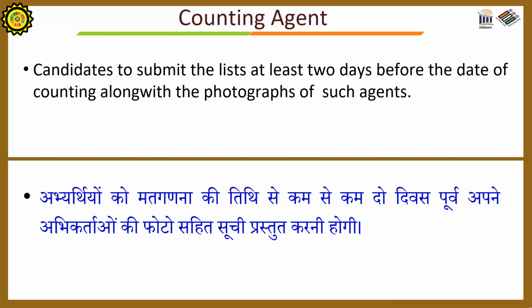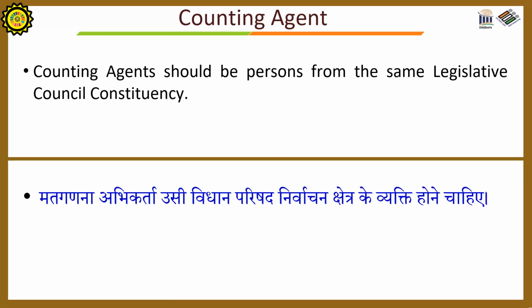The candidate is to submit the list at least 2 days before the date of counting, along with the photographs of such agents. Counting agents should be persons from the same legislative council constituency.